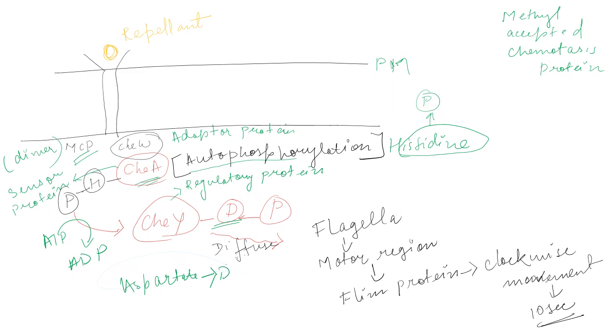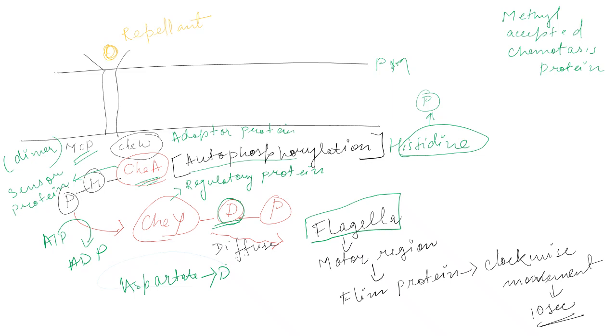Now the phosphorylation is transferred from CHEA to CHEY. This CHEY gets phosphorylated only at the specific amino acid, that is aspartate. The phosphate group is transferred from CHEA to CHEY at the aspartate position. Now this CHEY diffuses to the flagella of the bacteria.